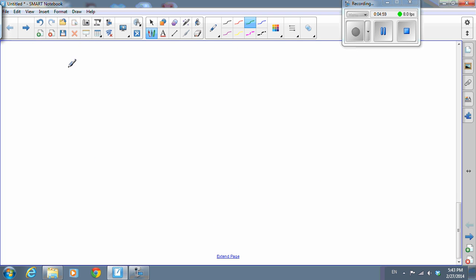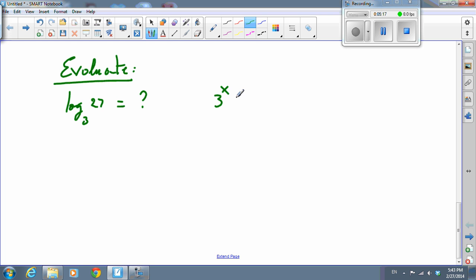Little problem. Let's go ahead and evaluate the following. Log base 3 of 27. What is this equal to? Well, the easiest way to solve this is to transform it as 3 to the power of x is equal to 27. And from here, 3 to what power is 27? That's easier, and you will say x is equal to 3.